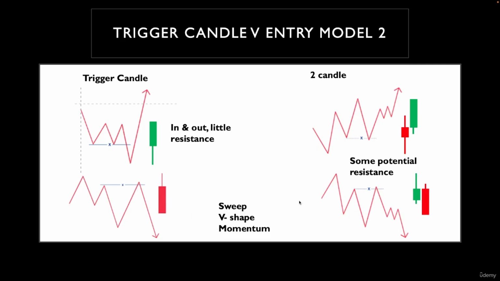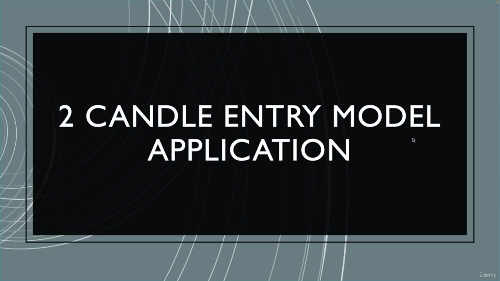Now, we still have these 3 characteristics with our 2-candle entry model. However, there's potentially a little resistance, and it may look something like this. So we've come down, we've swept, we've pushed up. We may have moved sideways ever so slightly, but then we've pushed up again. So it could almost be a markup, a little reaccumulation, and then another markup. So it's just something to be aware of. The trigger candle entry model is a lot cleaner, and this will have potentially some resistance. Now I'm going to jump onto the charts next, and we'll go through identifying some of these entry models, and then you can have a go for yourself.